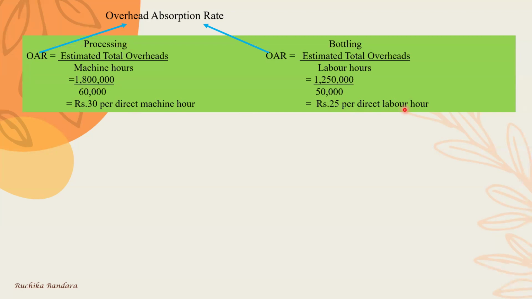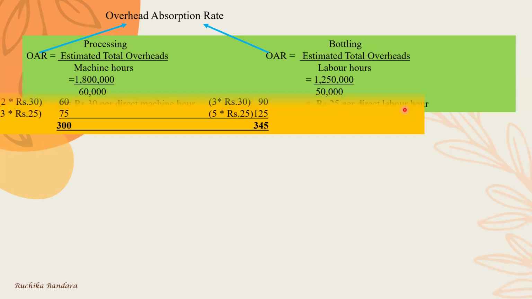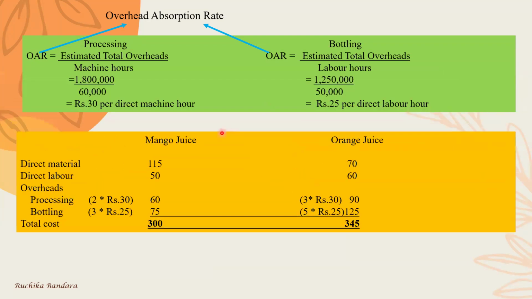So according to the requirement, we have just did only the first two requirements. So now the third one. Total cost per bottle of mango juice and orange juice separately. So on one side, write it down mango juice. On the other side, write it down orange juice.